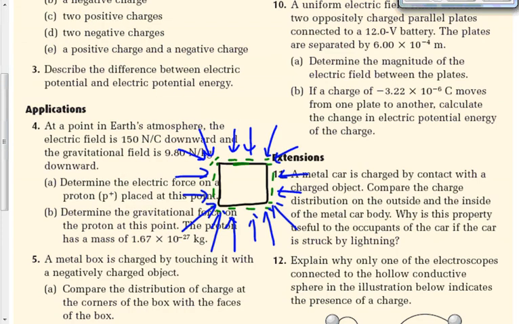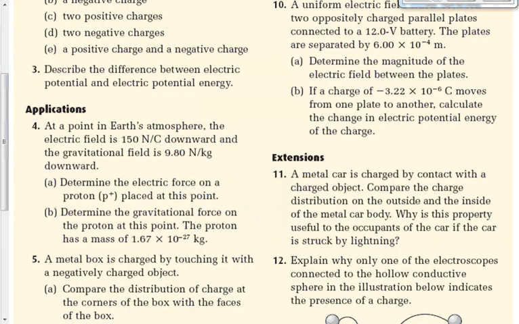We also have number 11 that we want to go over here. It says a metal car is charged by contact with a charged object. Compare the charge distribution on the outside and the inside of the metal car body. Why is this property useful to the occupants of the car if the car is struck by lightning? Okay, we're looking for a pretty short, quick answer to this question. Compare the charge distribution on the outside versus the charge distribution on the inside.